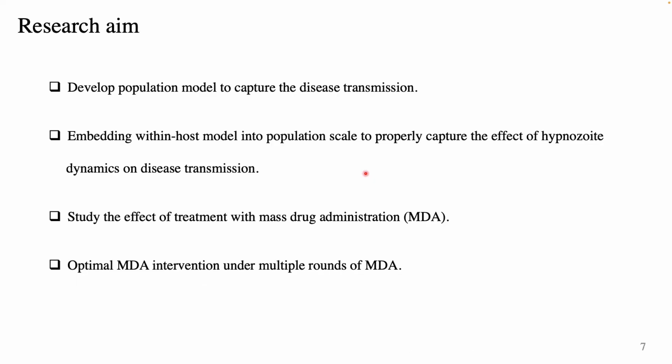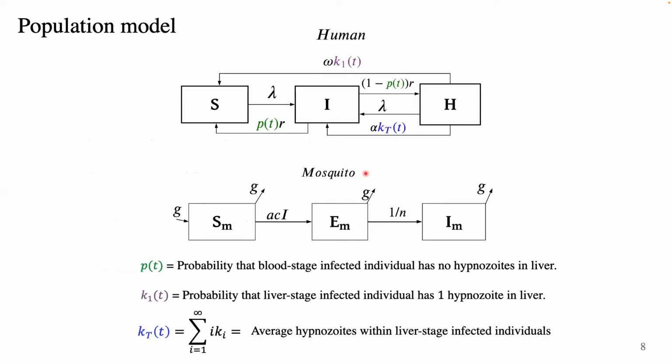Our primary aim is to develop a population model for the transmission dynamics, and then embed a within-host model to capture the effect of the hypnozoite dynamics at the population scale. Then we study the effect of radical cure treatment with the method of mass drug administration, which I'll talk about later, and then the optimal interval study. We use a deterministic approach.